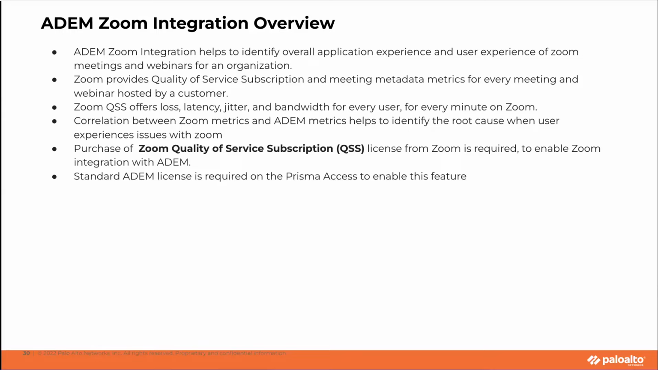You need a Zoom Quality of Service Subscription (QSS) license from Zoom to enable this feature, and you should also have the ADEM standard license, which is required for Prisma Access.